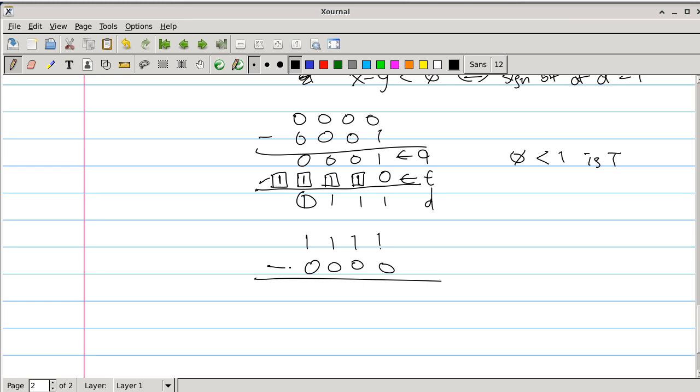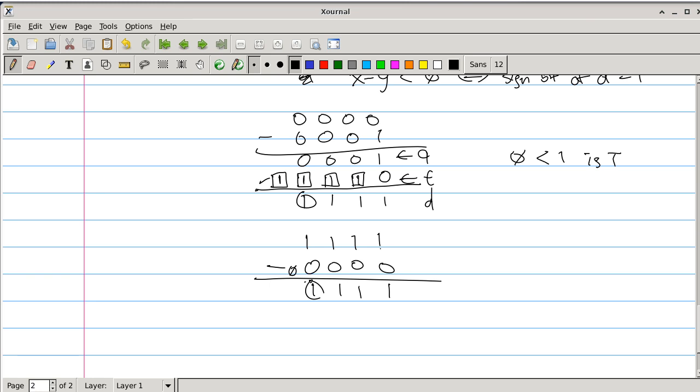We should end up with an overall borrow of 0 and a difference of 1, 1, 1, 1. Okay? Or do you guys want me to go through the full subtraction? Okay, very good. Now we look at the overall borrow of 0 and we're going to ignore that, because this is not an unsigned comparison. This is a signed comparison. As a result, we just look at the sign bit of the difference, which is this one here.